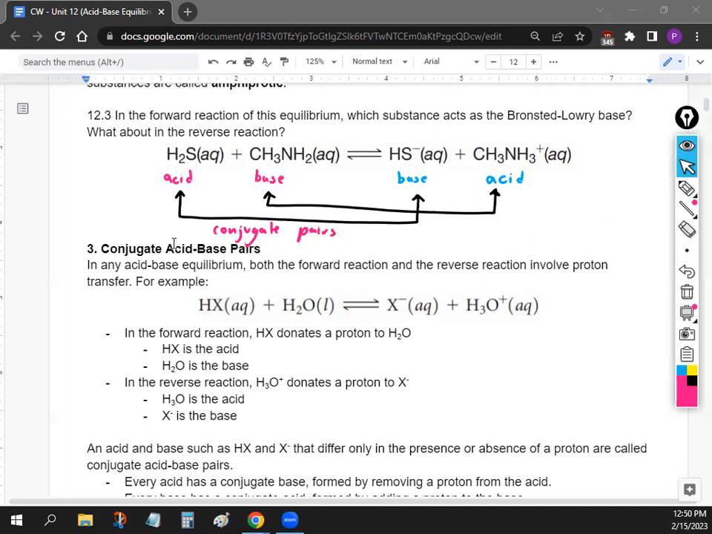If we want to write the more technical term, on the right side of the arrow, HS minus is the conjugate base of this acid. And this compound right here is the conjugate acid of this compound right here. So conjugate basically means the opposite of that, whether it's an acid or base. And that's what all this text is about.